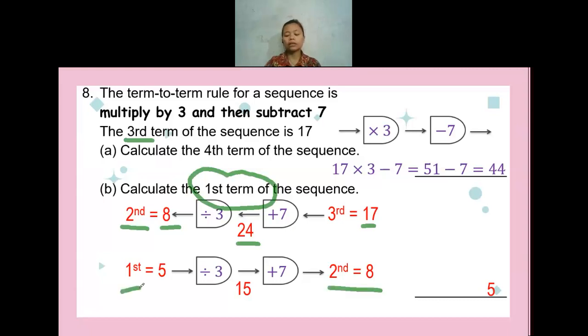From the second term, we need to plus 7. 8 plus 7 equals 15. After that, we need to divide by 3. 15 divided by 3 equals 5. So the first term is equal to 5.